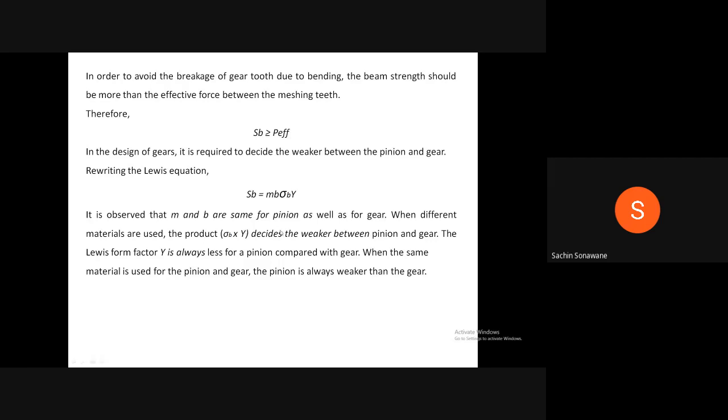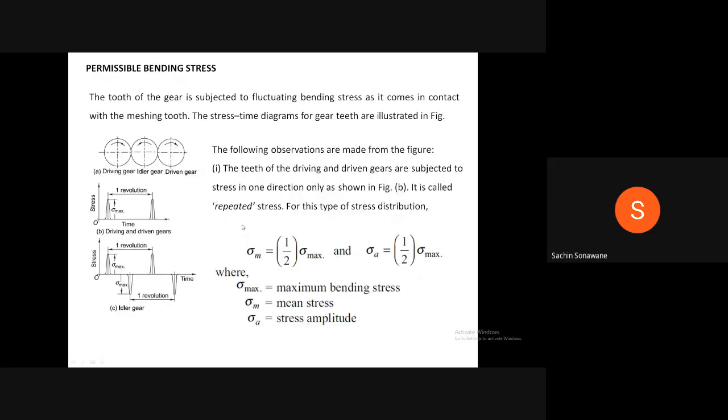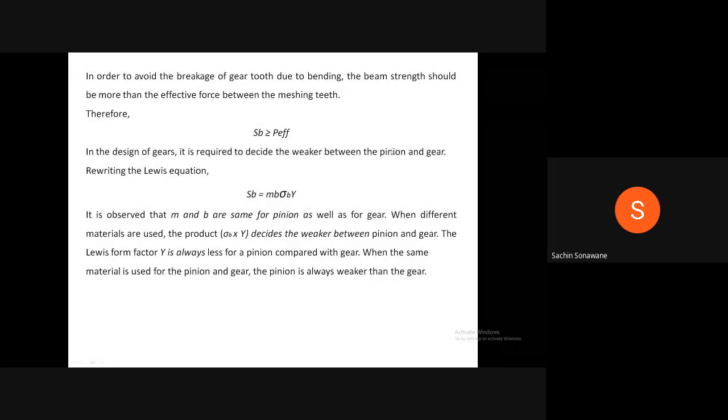Sometimes in the problem, they say that cast iron material is used for the gear and steel material is used for the pinion. At that time, immediately you have to understand that we have to calculate the product sigma b into Y, and the one for which sigma b into Y is minimum, we have to design that pinion or gear depending upon the value of sigma b into Y. Therefore, write down this and we will stop here.